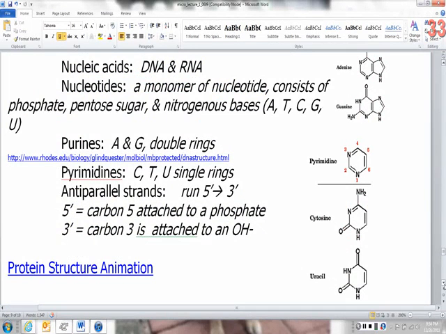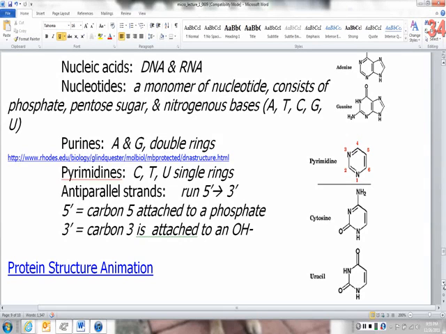The DNA and RNA are made up of nucleic acids. The nucleotides are a monomer that consists of a phosphate, a pentose sugar, and a nitrogenous base, as in adenine, thymine, cytosine, guanine, or uracil. The purines are the bases with double rings. A and G are adenine and guanine, and the pyrimidines have single rings, cytosine, thymine, or uracil, or CTU.